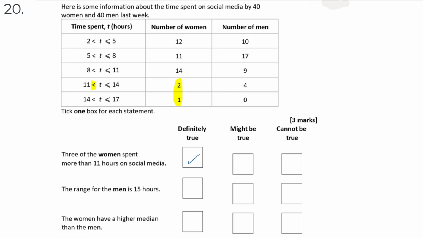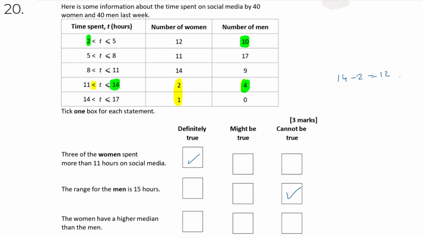Right, next one. The range for the men is 15 hours. Okay, so the highest guy is up here, look. So it could be as far up as, let's do that in green actually, that one there. He's the highest, and that is 14. And then we've got 10 in the lowest category, which could be as low as 2. So if you subtracted 2 from 14, the maximum the range can be is actually 12. So saying that the range for the men is 15, no, that cannot be true. It's not possible. Okay, so that one's definitely not true.